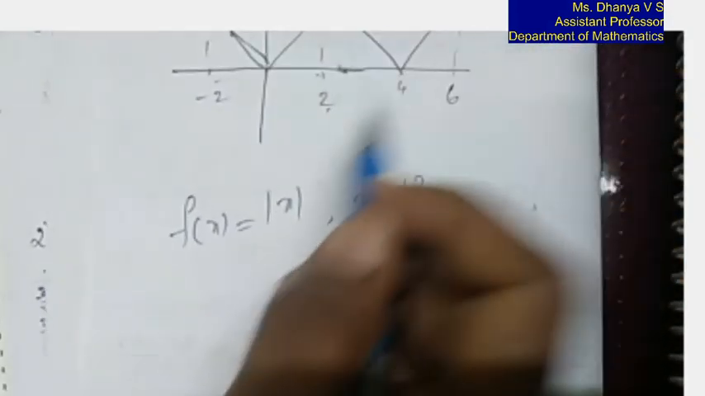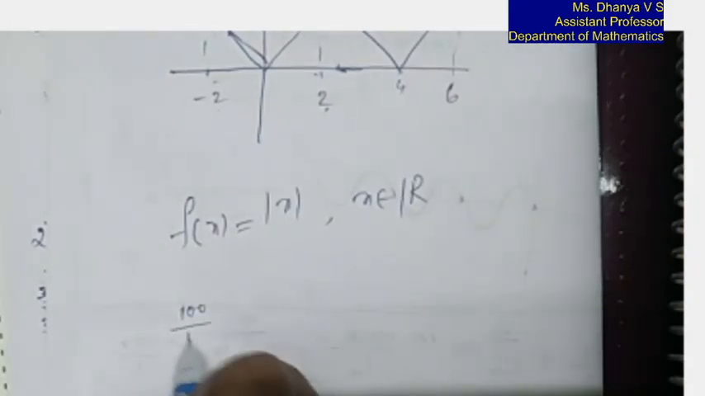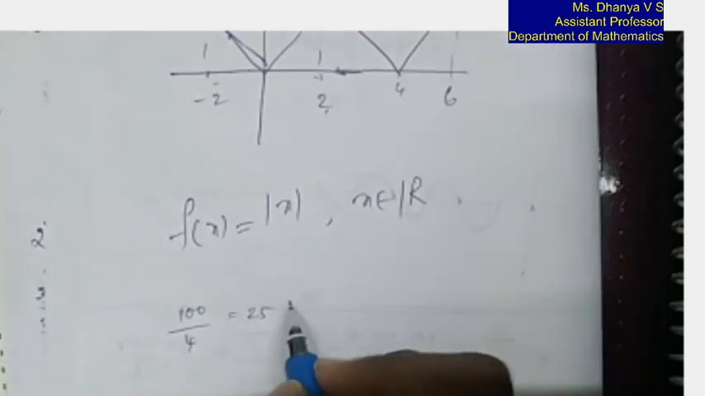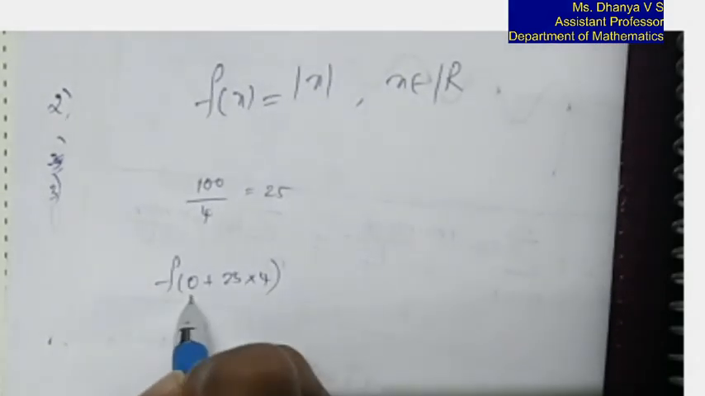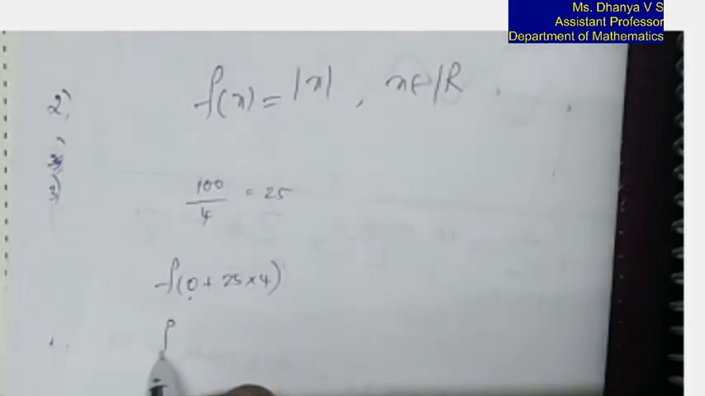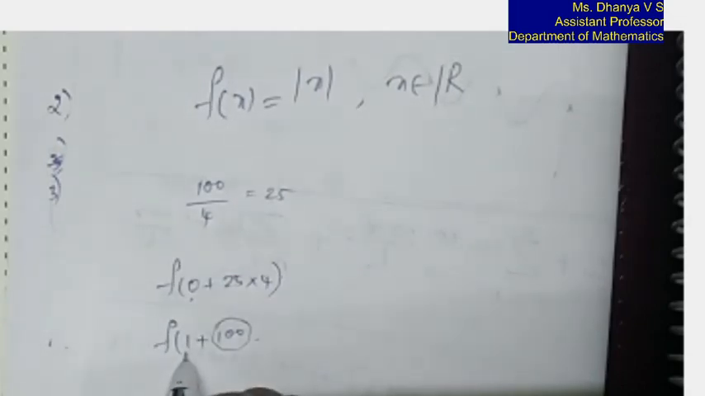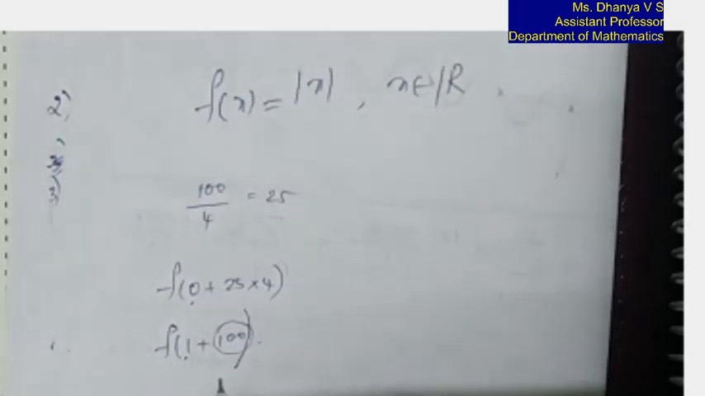So what will be the value at 100? How will you write it? 100 divided by 4 is 25, so you can write f of 0 plus 25 into 4. So the value at 0 will be the same as the value at 100. Now the value at 101 is going to be f of 1 plus 100, and this is 25 into 4, so the value at 1 will be the same as the value at 101, and so on.